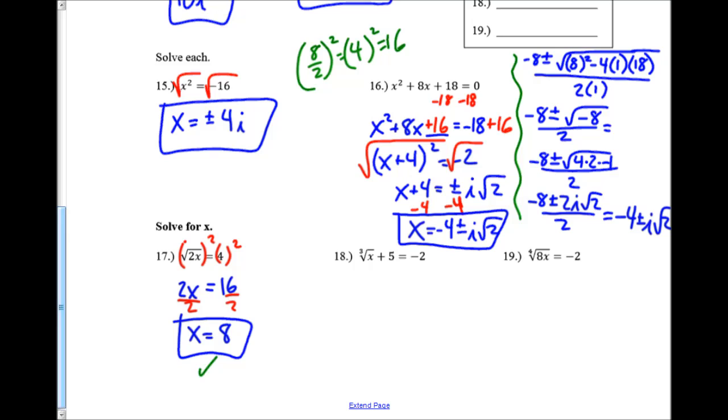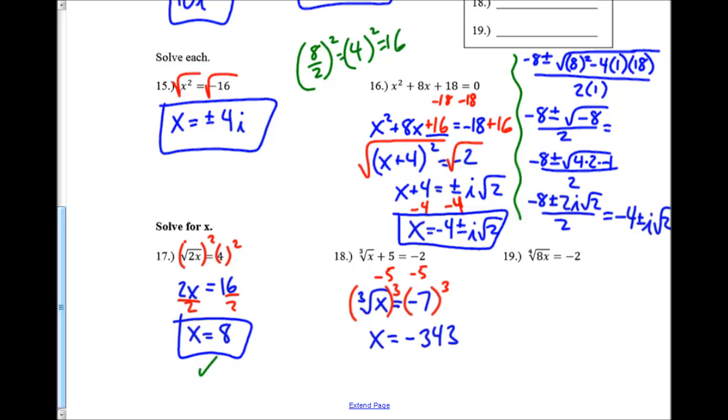Number 18, again, we want to isolate the radical. We want to get it by itself. So I'm going to subtract the 5 from each side. That's going to give me the cube root of x equals negative 7. And now I raise each side to the third power to undo the third root, or the cube root. The root and the exponent cancel each other out. I'm left with x. Negative 7 to the third power is negative 343.